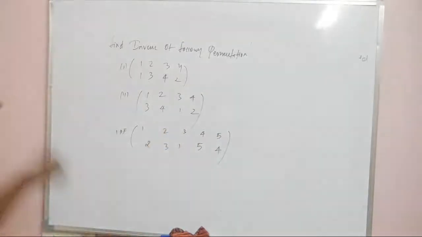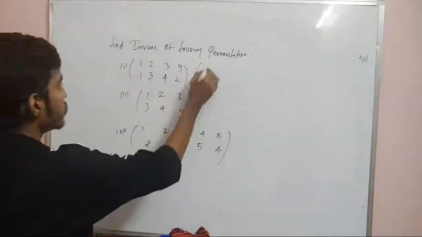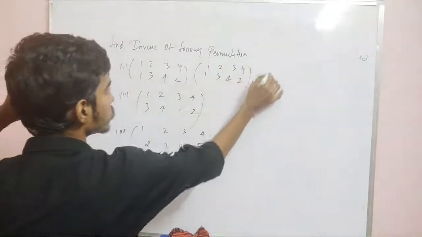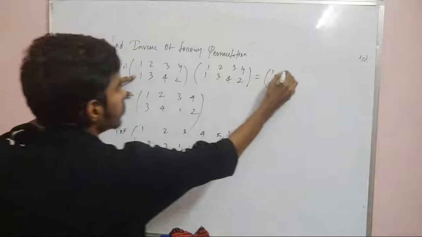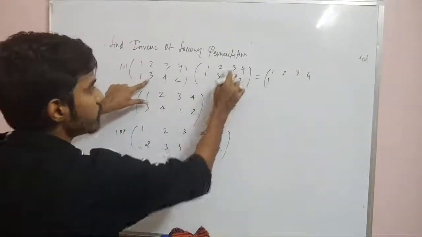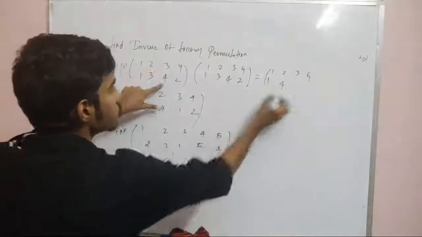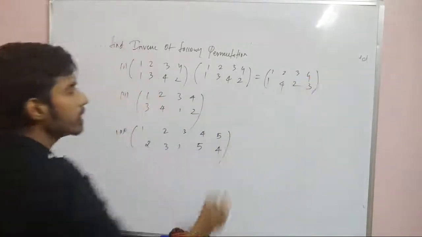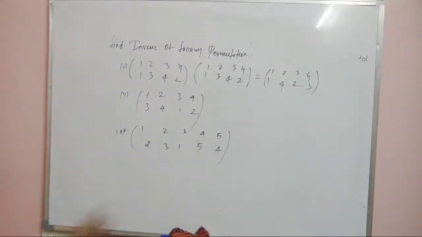So to find the inverse, you just permute with the same 1 2 3 4 over 1 3 4 2. So if you do this, 1 goes to 1, 2 goes to 3, 3 goes to 4, 4 goes to 2, 2 goes to 3 again. So this is the inverse. To find the inverse, you just do that with the same permutation, right? Product with the same permutation.